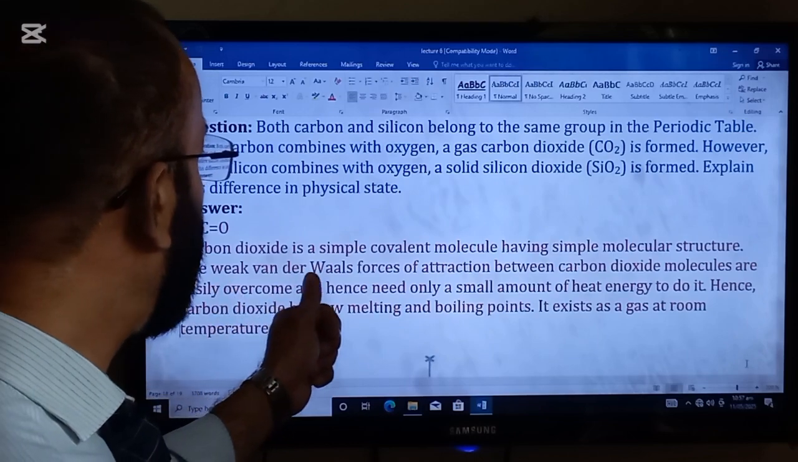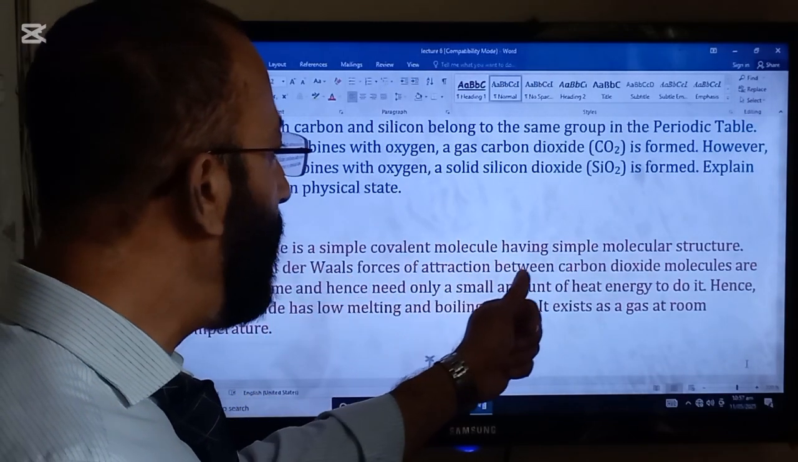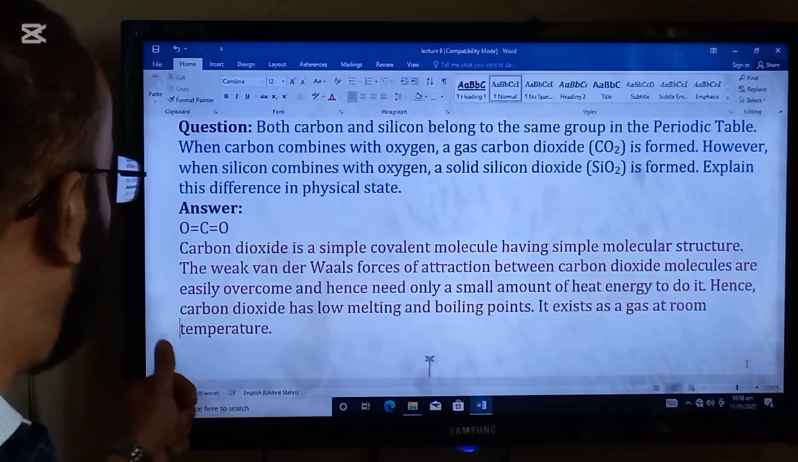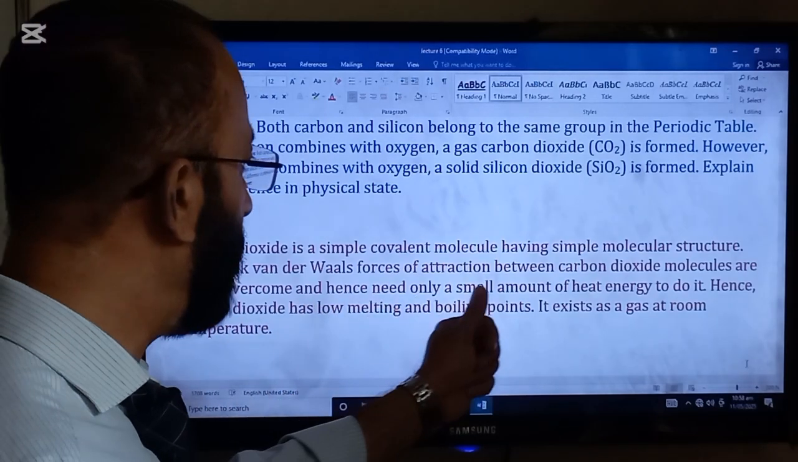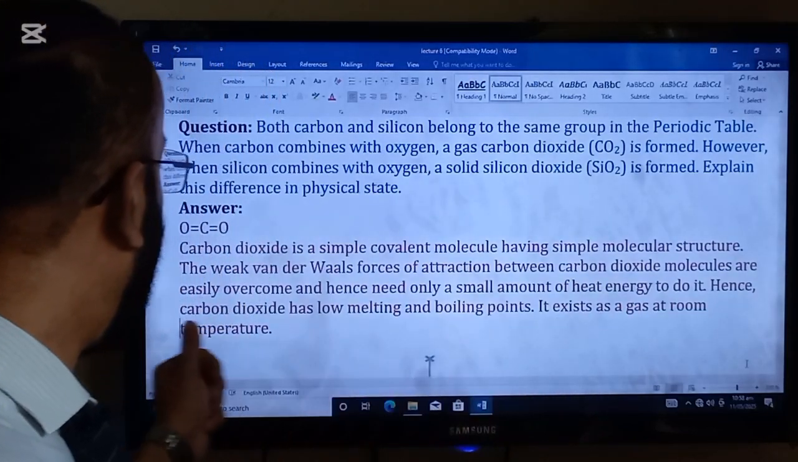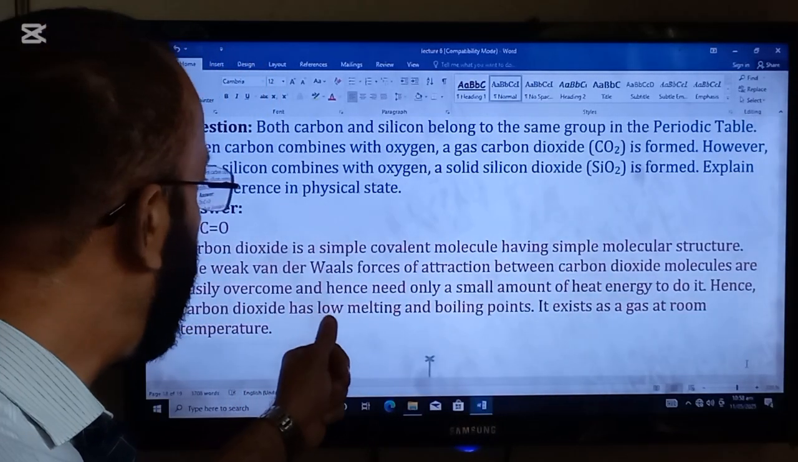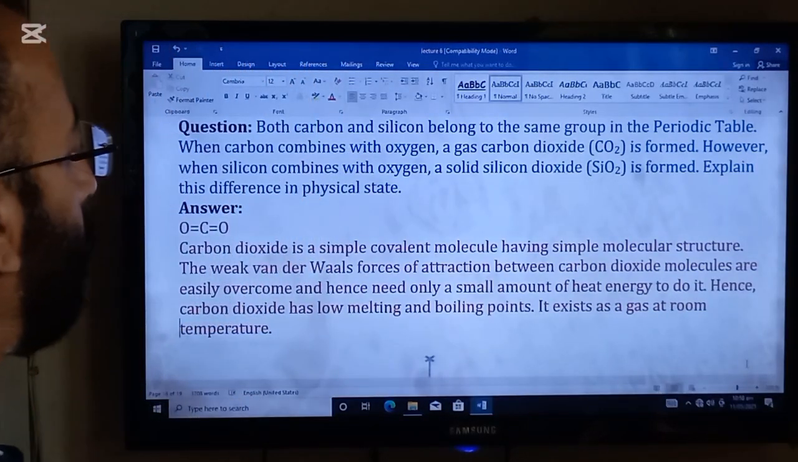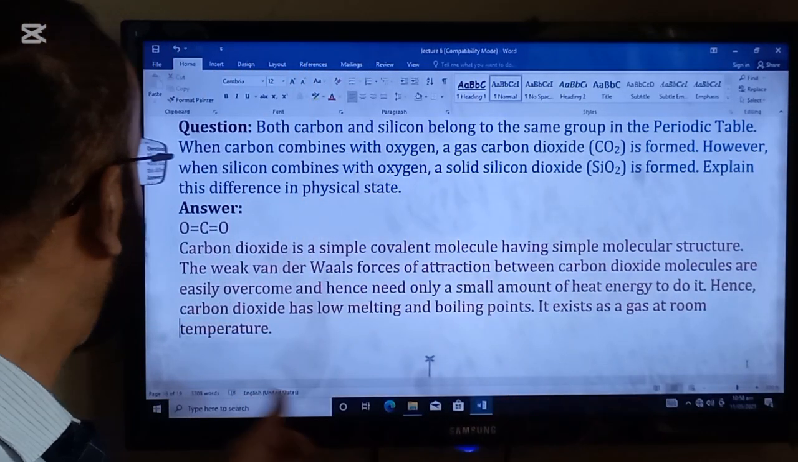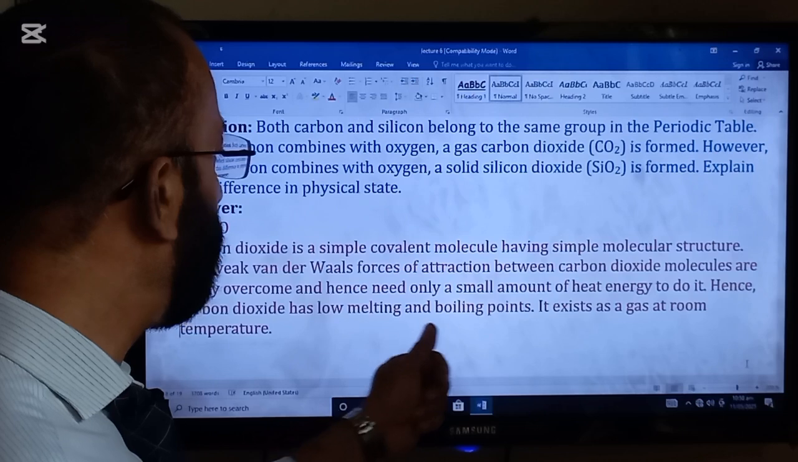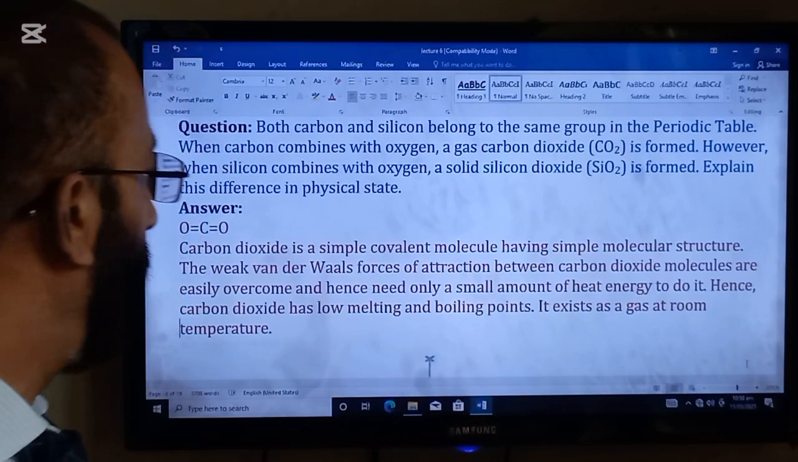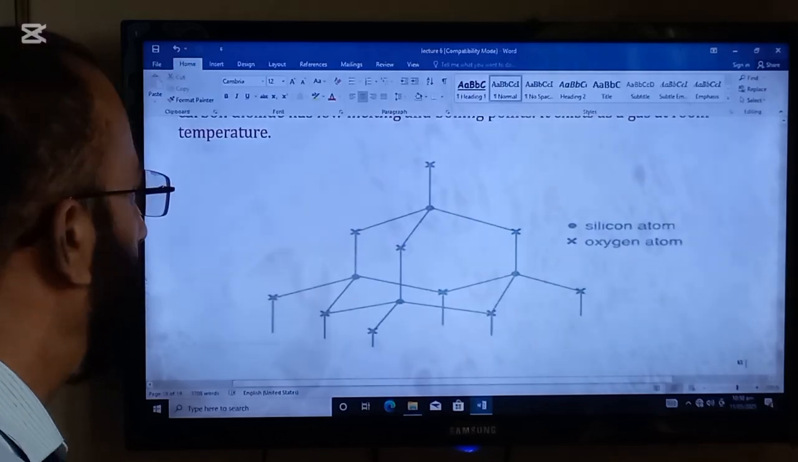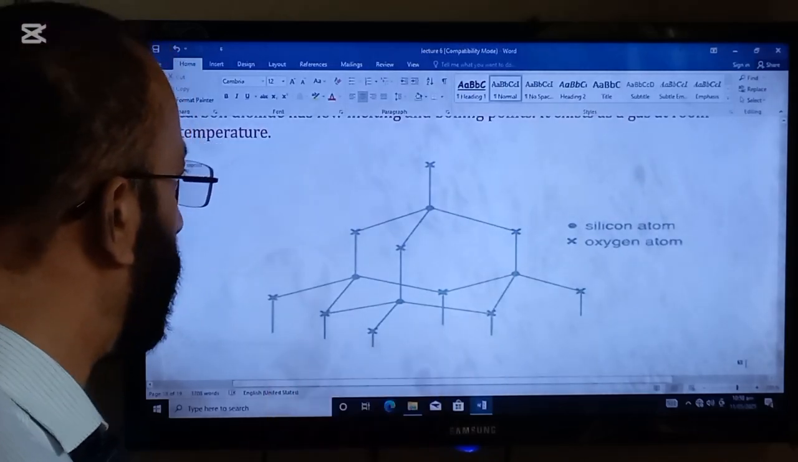Carbon dioxide is a simple covalent molecule having simple molecular structure. The weak van der Waals forces of attraction between the carbon dioxide molecules are easily overcome and hence need only a small amount of heat energy to do it. Hence, carbon dioxide has low melting and boiling points. It exists as a gas at room temperature. And here is the structure.